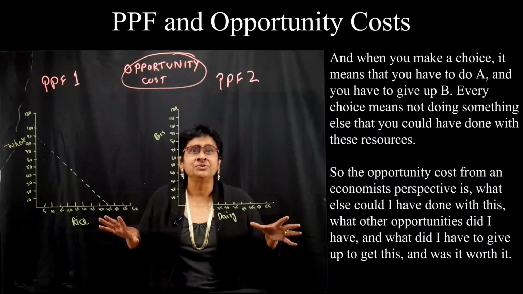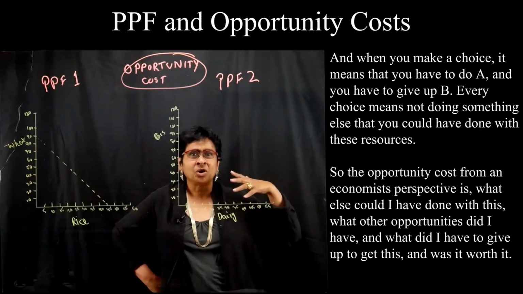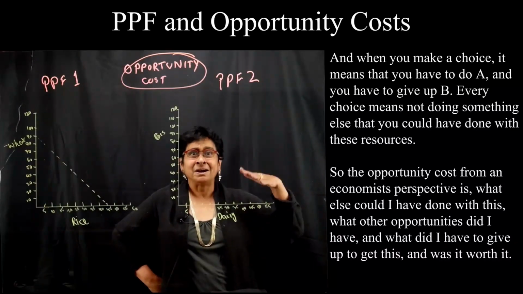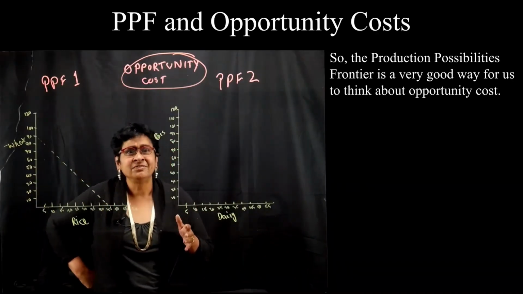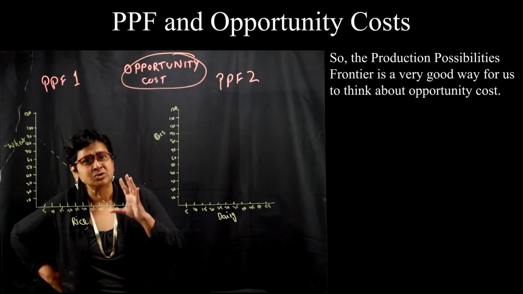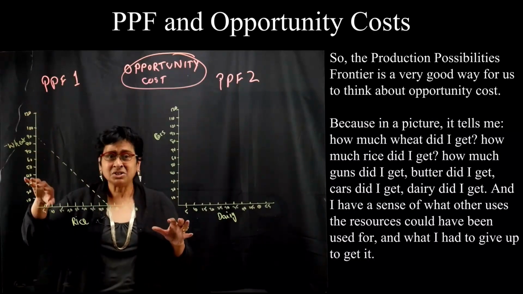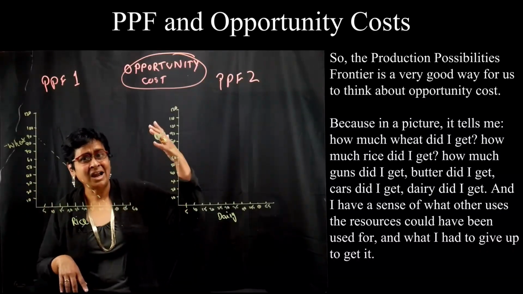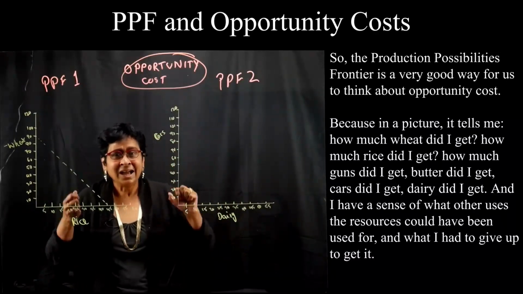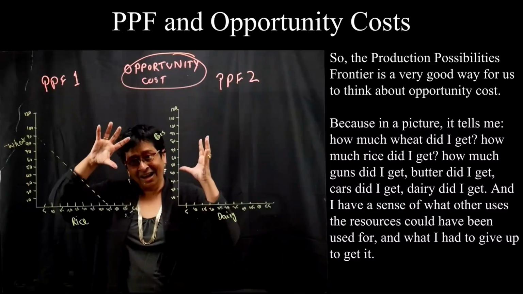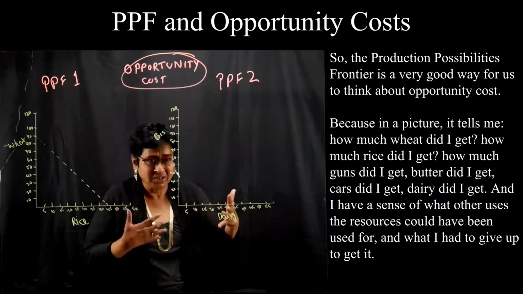So the opportunity cost from an economist's perspective is, what else could I have done with this? What other opportunities did I have? And what did I have to give up to get this? And was it worth it? So the production possibilities frontier is a very good way for us to think about opportunity cost, because in a picture it tells me how much wheat I got, how much rice, how many guns, butter, cars, dairy, and I have a sense of what other uses the resources could have been used for, and what I had to give up to get it.